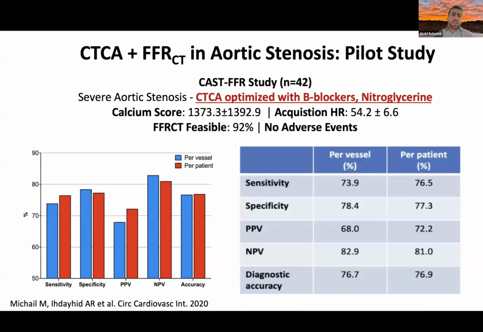So we decided, this is during my PhD, I worked with my colleague Michael McHale, who's now in the UK, and we did a pilot study in 42 patients. They all had clear-cut severe aortic stenosis.